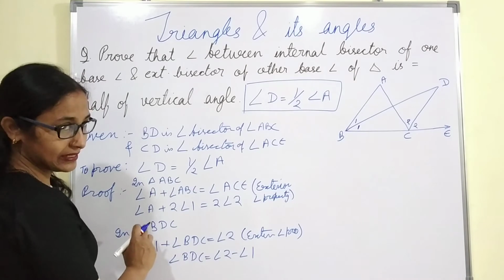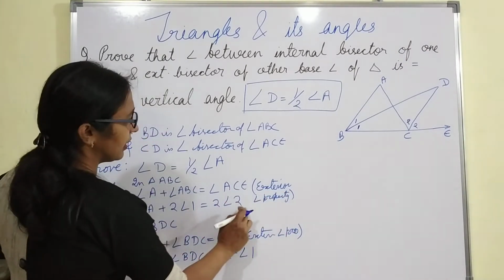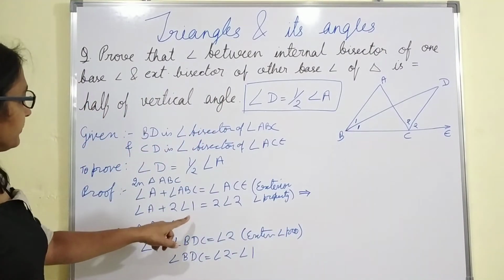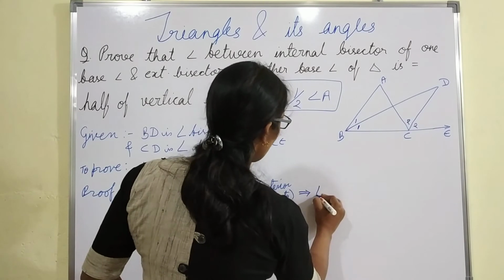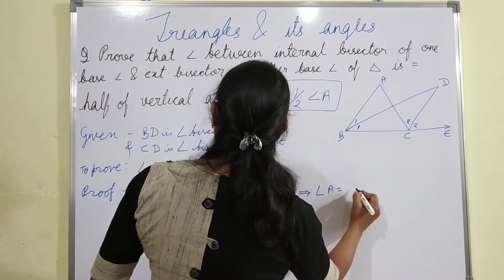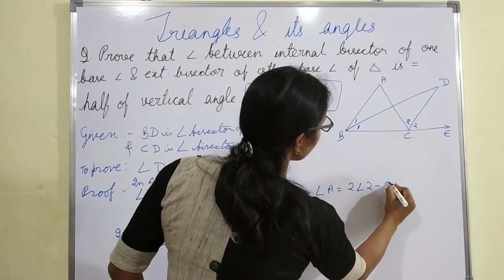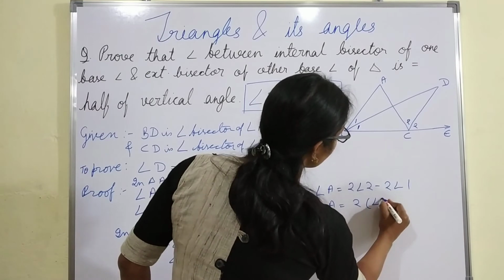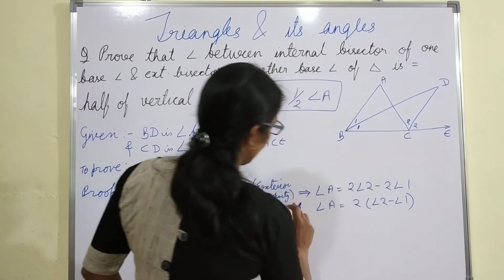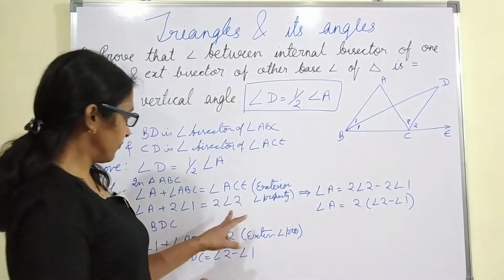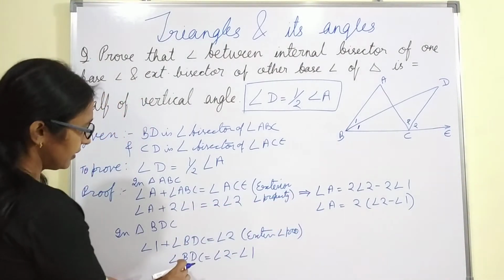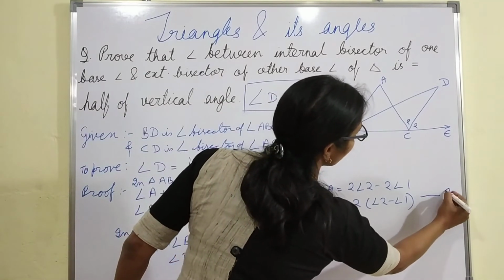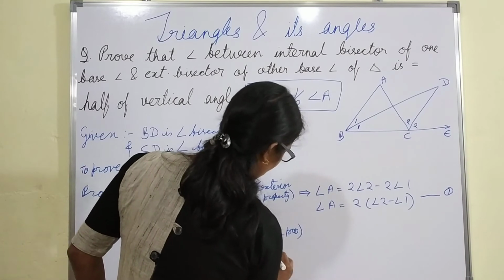I left one step. I am solving it here. After this, I left one step. So I am writing angle A equals twice angle 2 minus twice angle 1. So angle A equals 2 times (angle 2 minus angle 1). After this step will come: here BDC equals angle 2 minus angle 1. It was equation 1 and it is equation 2.